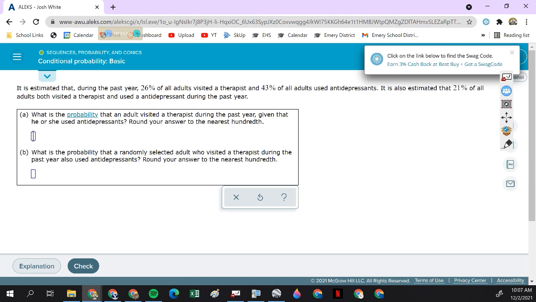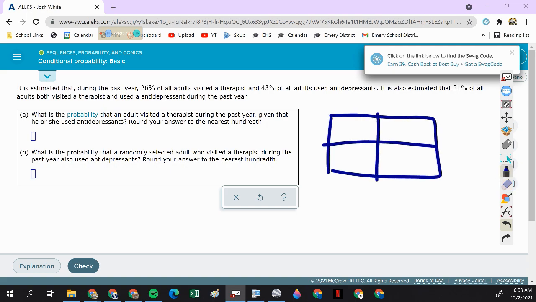Okay, last one. It is estimated that during the past year, 26% of all students visited a therapist, and 40% of all adults used antidepressants. It is also estimated that 20% of all adults both visited a therapist and used an antidepressant during the year. So we need to set up a two-way table, and we need to figure out where to put the boxes.